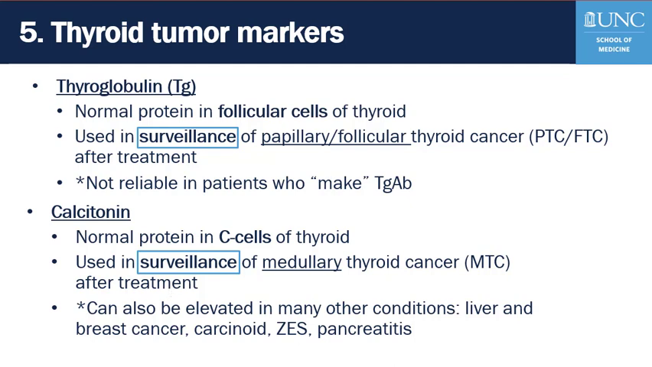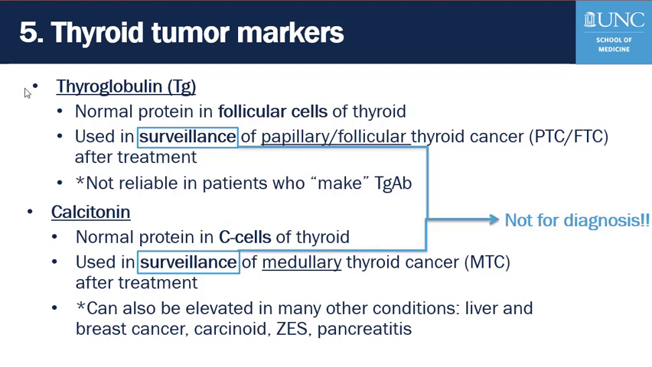And the caveat with calcitonin is that it can be elevated in many other conditions that have nothing to do with a thyroid cancer, such as liver and breast cancer, carcinoids, Zollinger-Ellison syndrome, and pancreatitis. And so this is why calcitonin can't be used for diagnosis and should only be used for screening after a patient's thyroid has been removed. And even then, if there are minor elevations, other sources may be implicated.